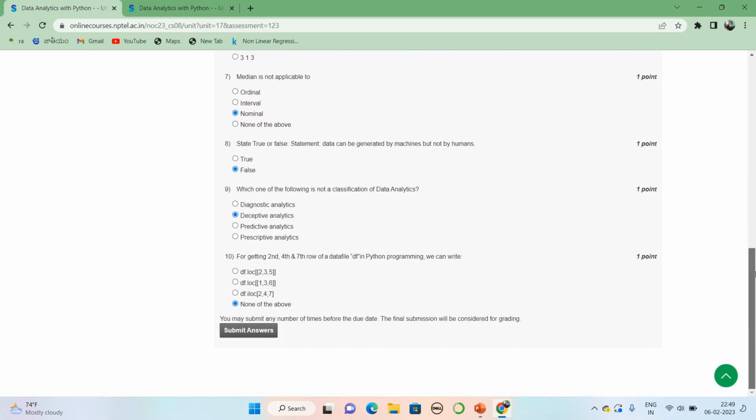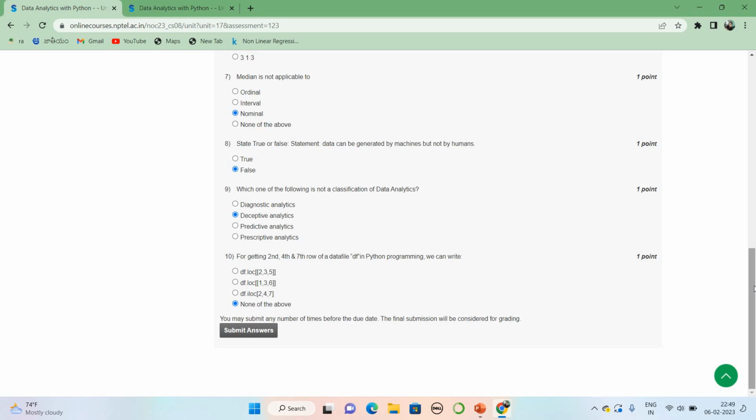So coming to question number 6. For getting the second, fourth and seventh rows of the data file df in Python programming, the answer we need is 2, 4, 7. Here it's not given, so none of the above is the answer.